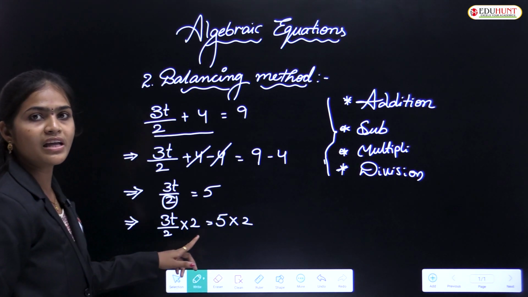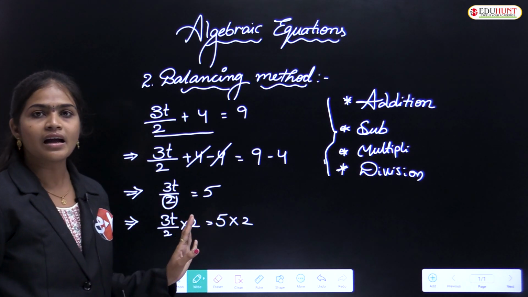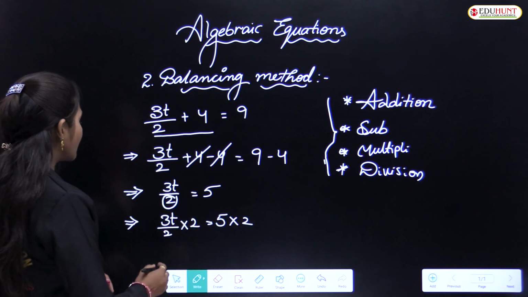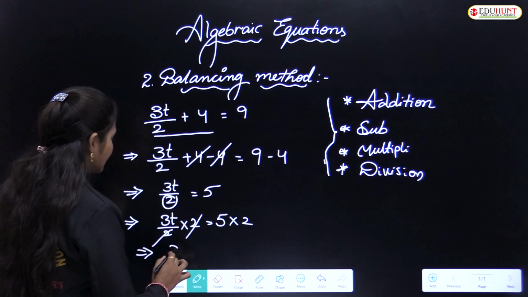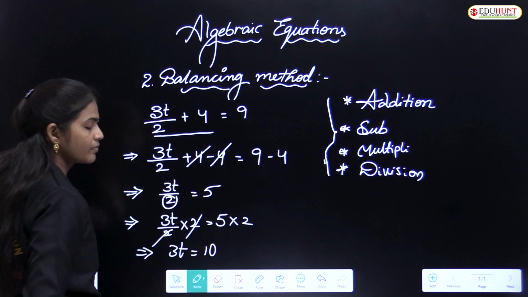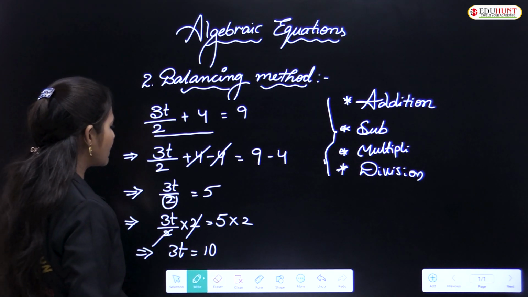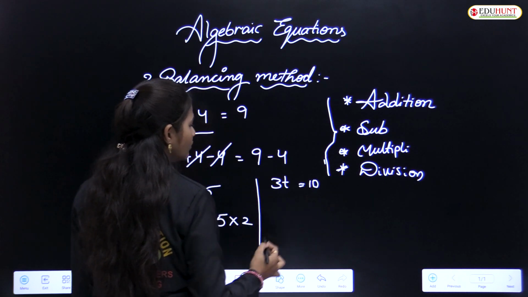Okay, by which number are we multiplying the LHS? By the same number we have to multiply the RHS also, no? So that's why here 2 and 2 get cancelled. So 3t is equal to 5 into 2, which is equal to 10. Now here 3t is equal to 10, no?